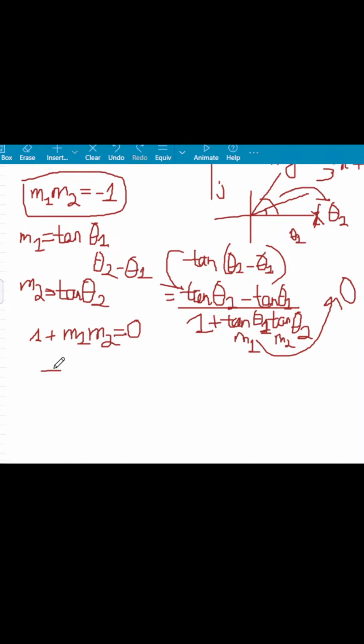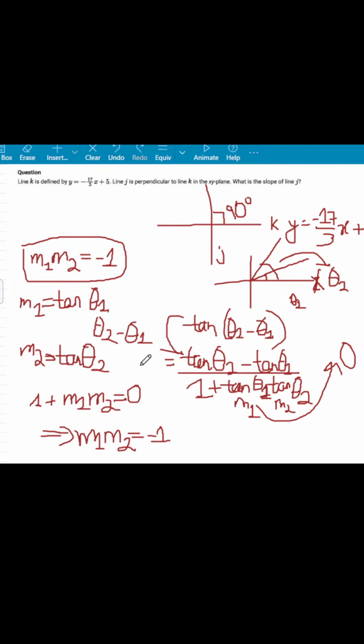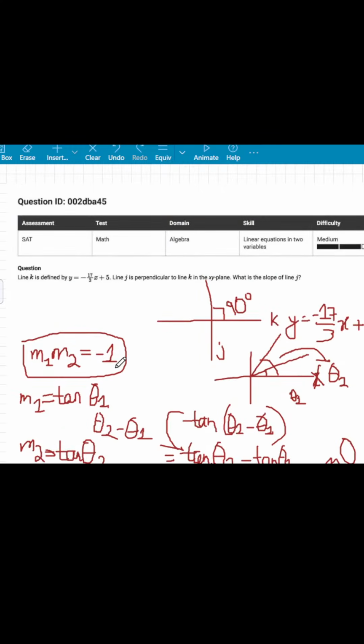So then m1 m2 is minus 1. Okay, so this is just the proof for this theorem.